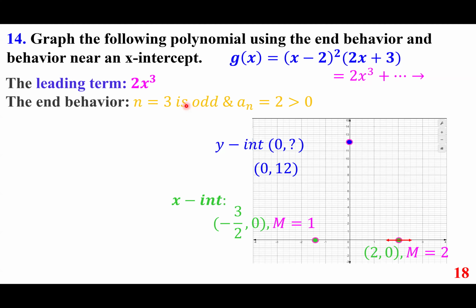n is 3, which is odd, and a sub n is 2, which is positive, and therefore it acts like x cubed, meaning as x goes to negative infinity, f of x goes to negative infinity. As x goes to positive infinity, f of x goes to positive infinity. And so it looks like this.